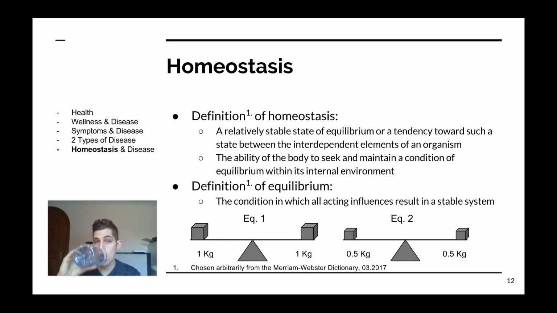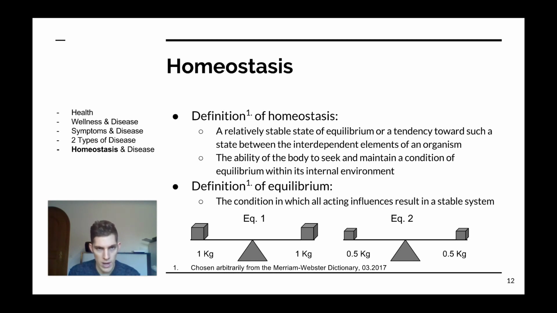Now, homeostasis. We just saw how chronic disease changes homeostasis, and the trauma disease, on the other hand, does not. So what is homeostasis really, and why does it matter? On this slide and on the next two slides, we should look at this in more detail. First of all, what is homeostasis? Let's start with the definition. Homeostasis is a relatively stable state of equilibrium or a tendency towards such a state. Also, we can say it's an ability by the body to seek and maintain a condition of equilibrium within itself.